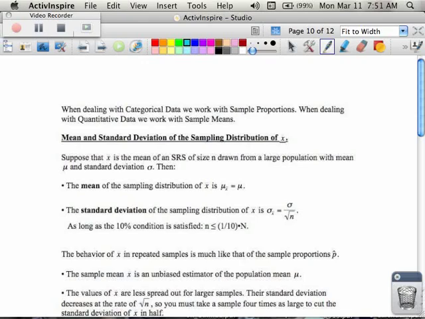So you have x bar being your mean, and we use x bar because we're talking about samples. SRS meaning a simple random sample of size n, and we're picking it from a large population that has a mu for a mean and sigma for standard deviation. If we know that that's true, then the mean of x bar is the same as the population mean. So that's what the stuff here down below is saying.